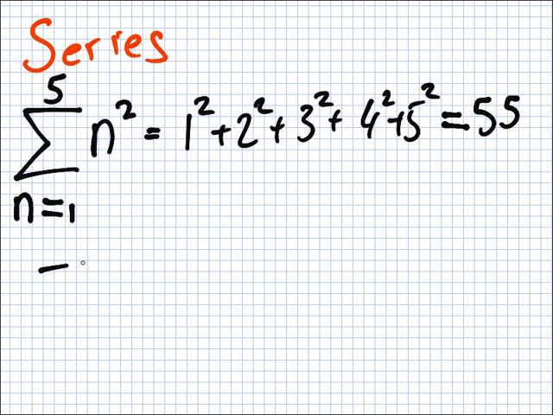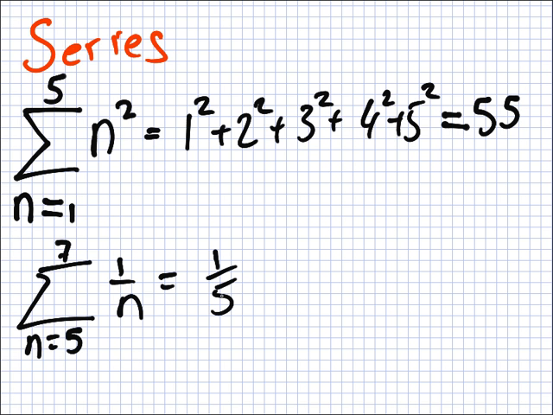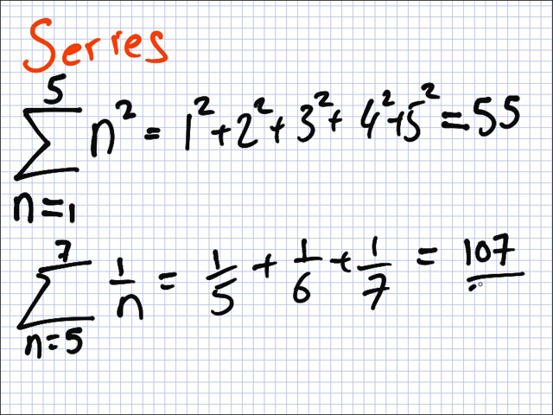Now, what about something like this? If I said n is 5 to 7, 1 over n. What would be the first one here? 1 over 5. 1 over 5. 2 over 5. No. 1 over 6. Yeah? Okay, what's that, please? It's 107 over 210. 107 over 210. Like this. Yeah?